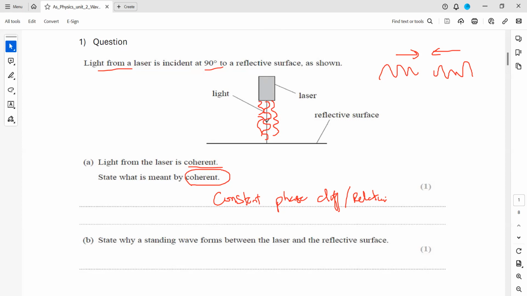So the waves from the source and the reflecting surface combine with each other, they interfere, and as a result of interference, it gives rise to a standing wave. So the two progressive waves moving in opposite direction give rise to the standing wave. A standing wave can only be formed when the waves are traveling in opposite direction.